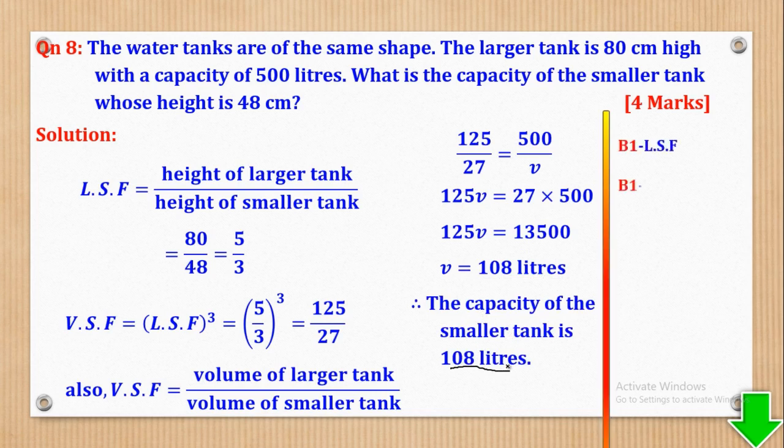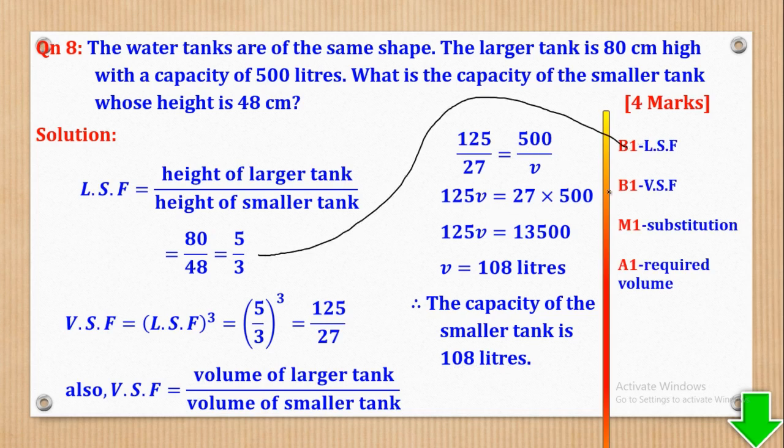So basically that's what they wanted, and now let's see how marks can be awarded. So B1 for getting linear scale factor, B1 for getting volume scale factor, M1 for substitution, and A1 for the required volume.